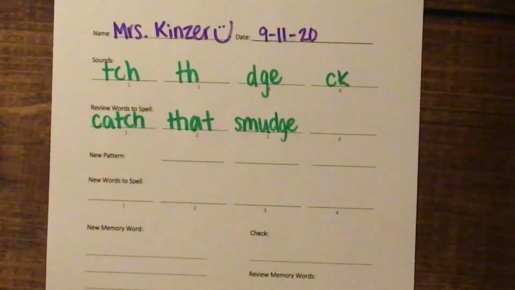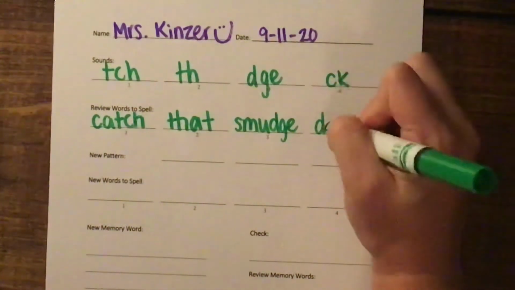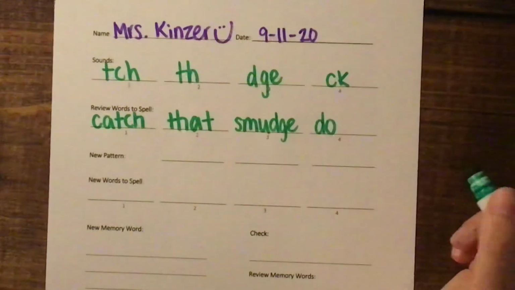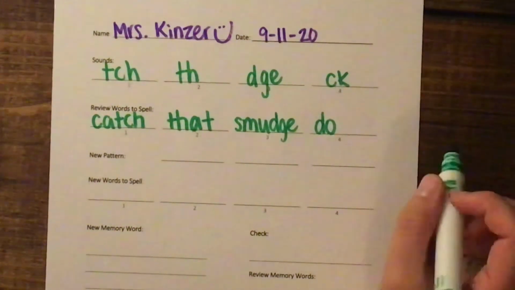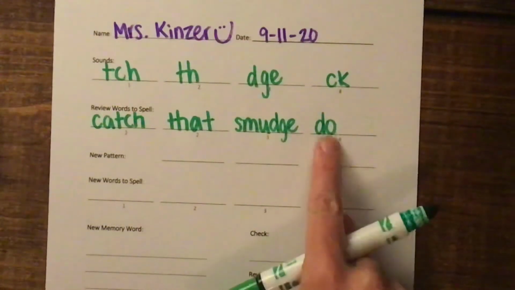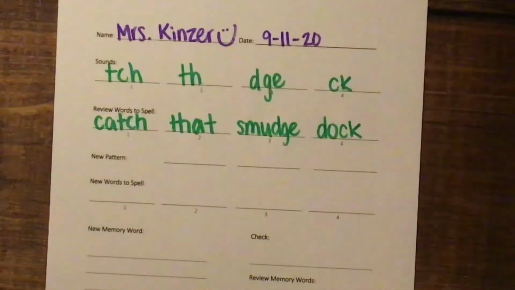Last word on this row is dock. The boat was at the dock. D-A-K. Dock. Dock is one syllable, so at the end of a one-syllable word, after one short vowel, K is spelled C-K. Dock.